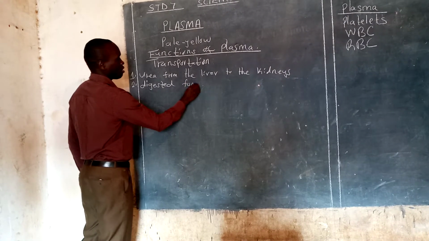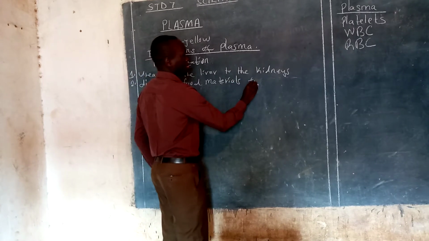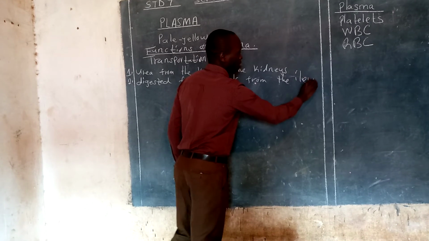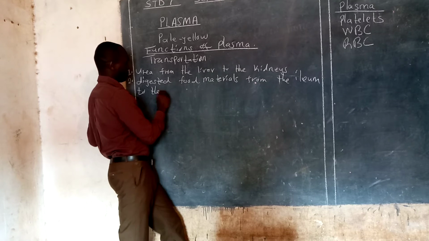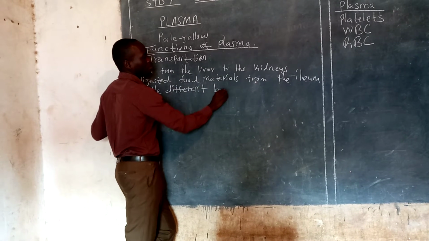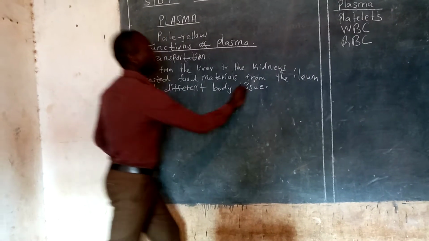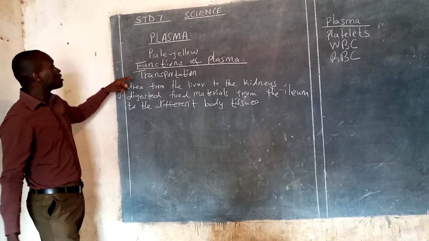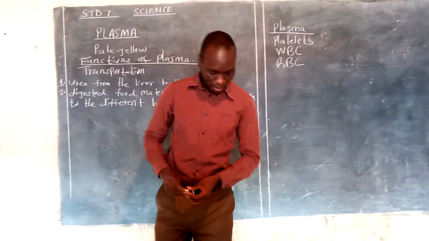So, number 2, digested food materials from the ileum to the different body tissues. These are body tissues. That's function number 2 of plasma. It transports digested food materials from the ileum to the different body tissues.